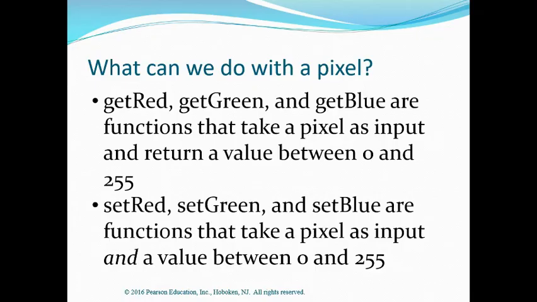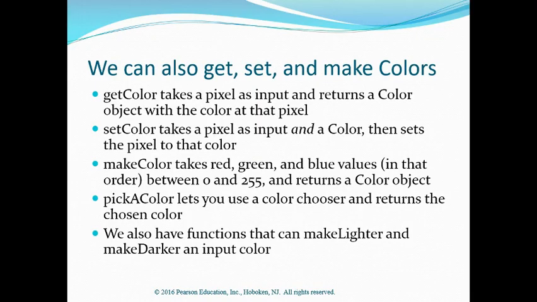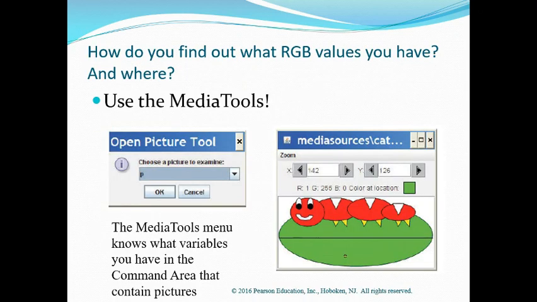Still loading. All right, so we can also get, set, and make colors. For example, there's a function called getColor, which takes a pixel as an input and returns a color object with the color at that pixel. SetColor takes a pixel as an input and a color, then sets the pixel to that color. MakeColor takes red, green, and blue values in that order, between 0 and 255, and returns a color object. PickAColor lets you use a color chooser and returns the chosen color. We also have functions that can make lighter and make darker for an input color.